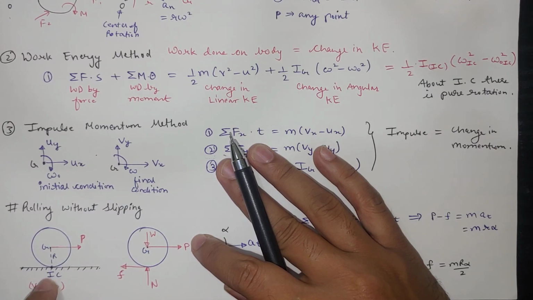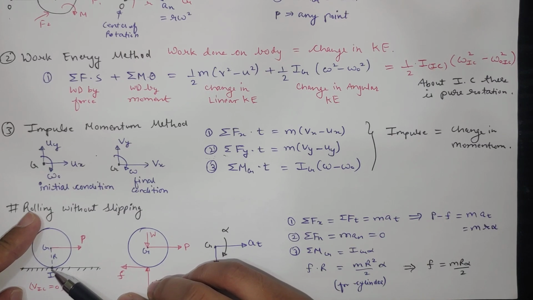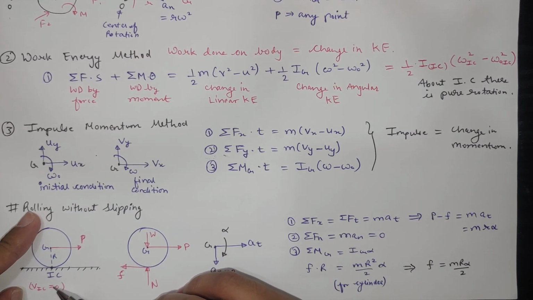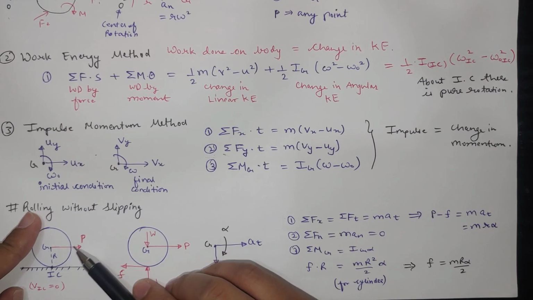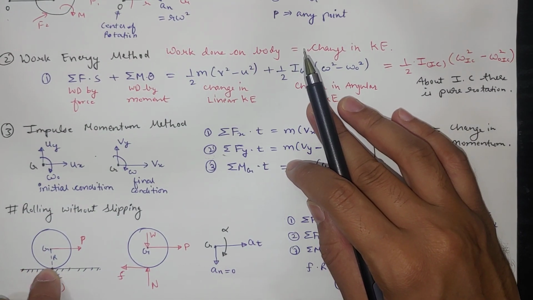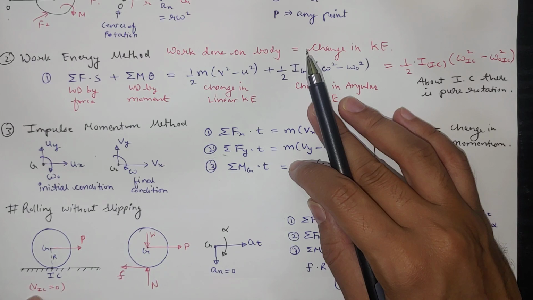So here there will be the I center of the body, where the I center has zero velocity. This particular point will have some velocity because it is moving, but there will be one particular point which is at the surface touching this rolling body. There will be the I center. So at the I center there is pure rotation and there is no velocity. So velocity will be equal to 0.